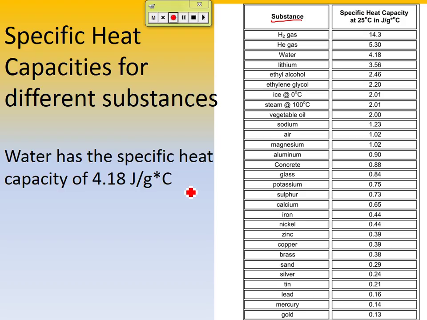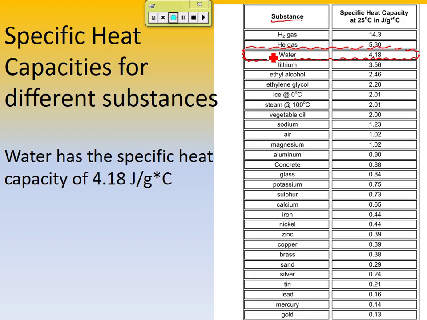It'll make it easier. I want you to, on your paper, circle one thing, okay? Water right here. Put a little squiggly line around water. Okay? Water has a specific heat capacity of 4.18. When you compare that to the other substances here, it's relatively high. So water has a high specific heat capacity.